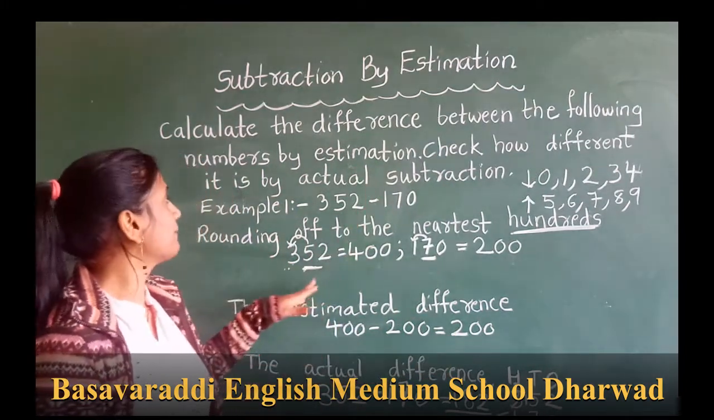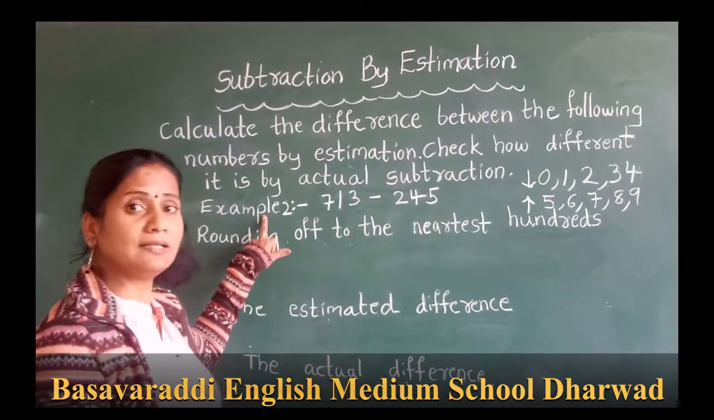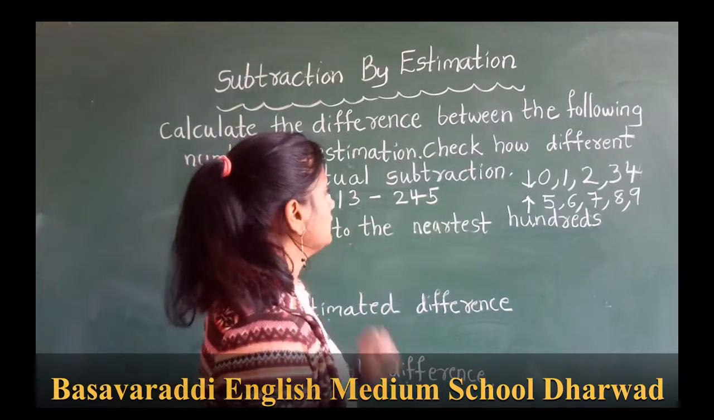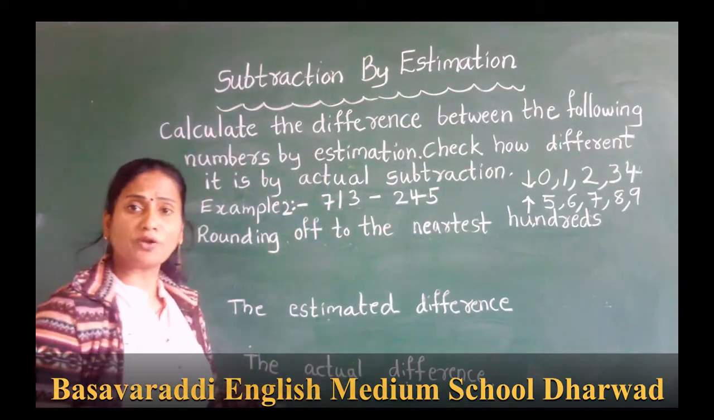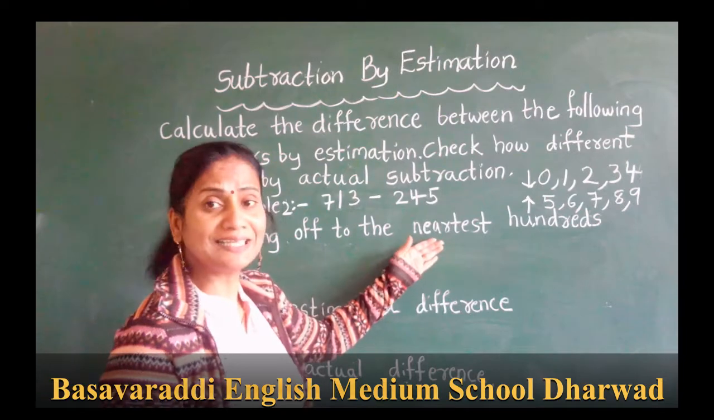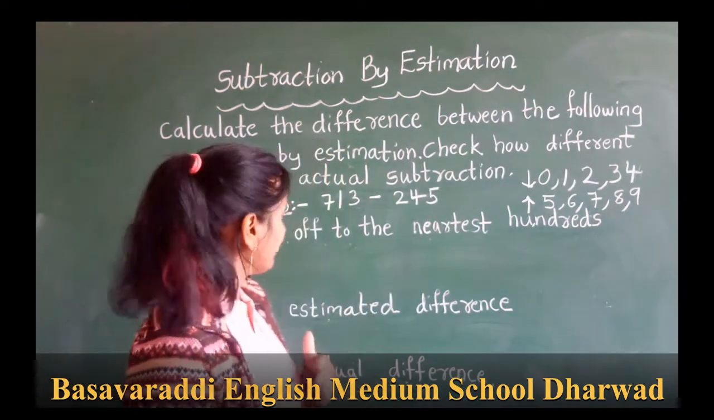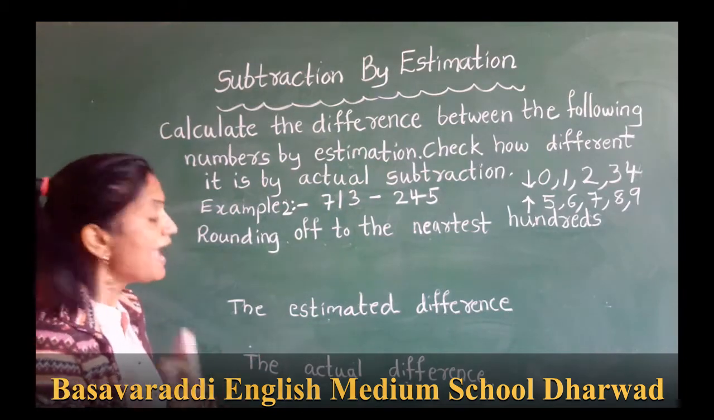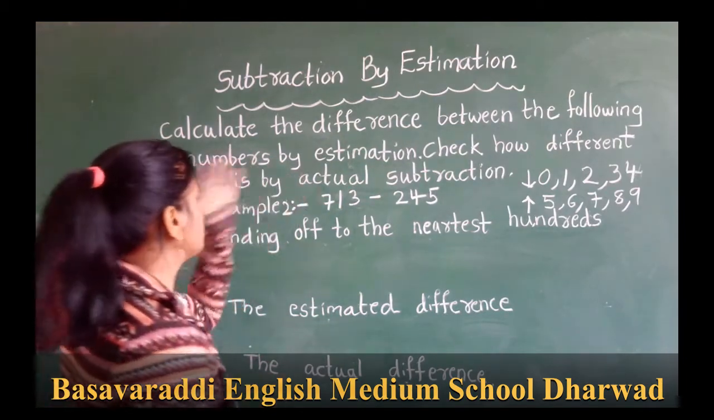Okay. Next example, second example: 713 minus 245. What are we doing? We are rounding off to the nearest 100, the hundreds place. Afterwards we are estimating the difference, and afterwards the actual difference.